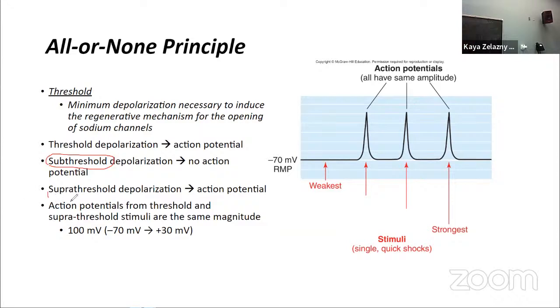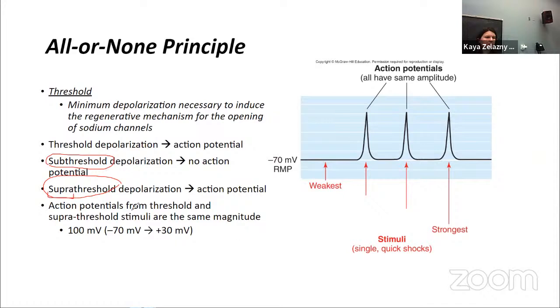Supra meaning above here, so the supra-threshold depolarization gets us above that threshold of -55, and that is when we kick off our action potential. If we had just a threshold depolarization, getting us to exactly -55, we'd still kick off an action potential, but it would be the exact same magnitude, the exact same height, that exact same spike, as one that got us all the way to -40 with our graded potentials.